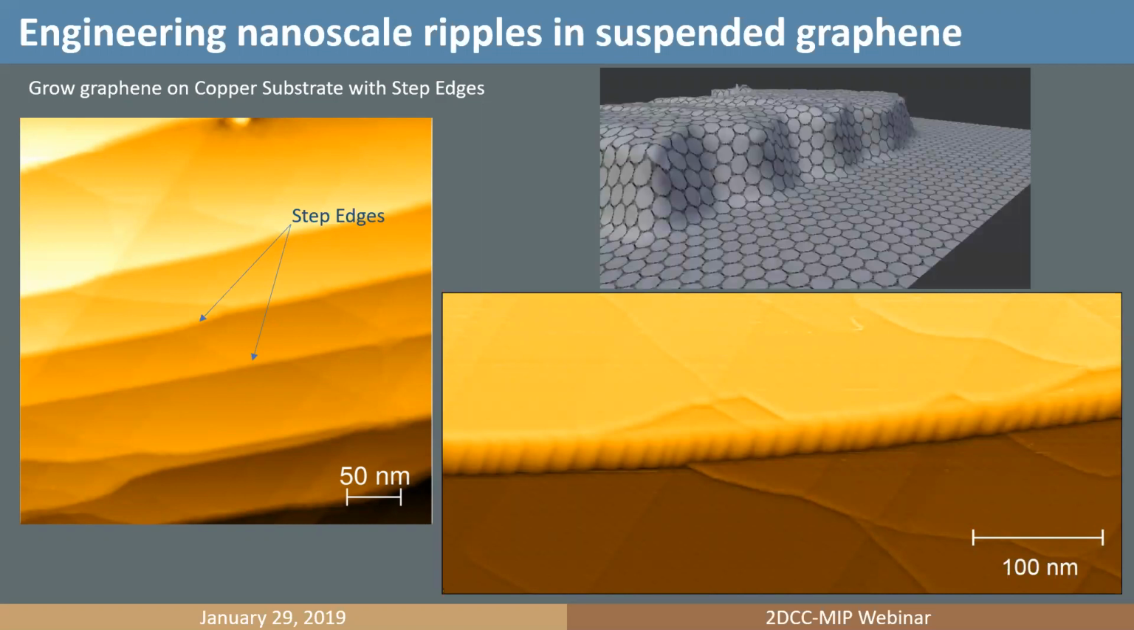So here is an artistic impression of the same thing. This is a copper step edge, and the graphene is draping over it, forming ripples. And of course, the graphene lattice is blown up for clarity. Now, since this happens in a flat region, we can use the available techniques like scanning probe microscopy to study the deformations, and to probe and image them down to the atomic scale.